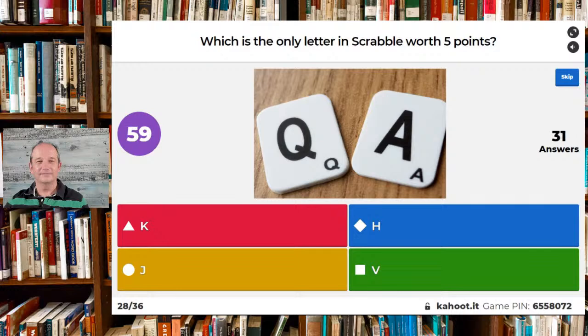Any big Scrabble fans out there? Look at that Q and A of the letters. Seems fitting to me. Don't actually think they're Scrabble tiles either, to be fair. But which is the only Scrabble letter that's worth 5 points? K, H, J, or V?